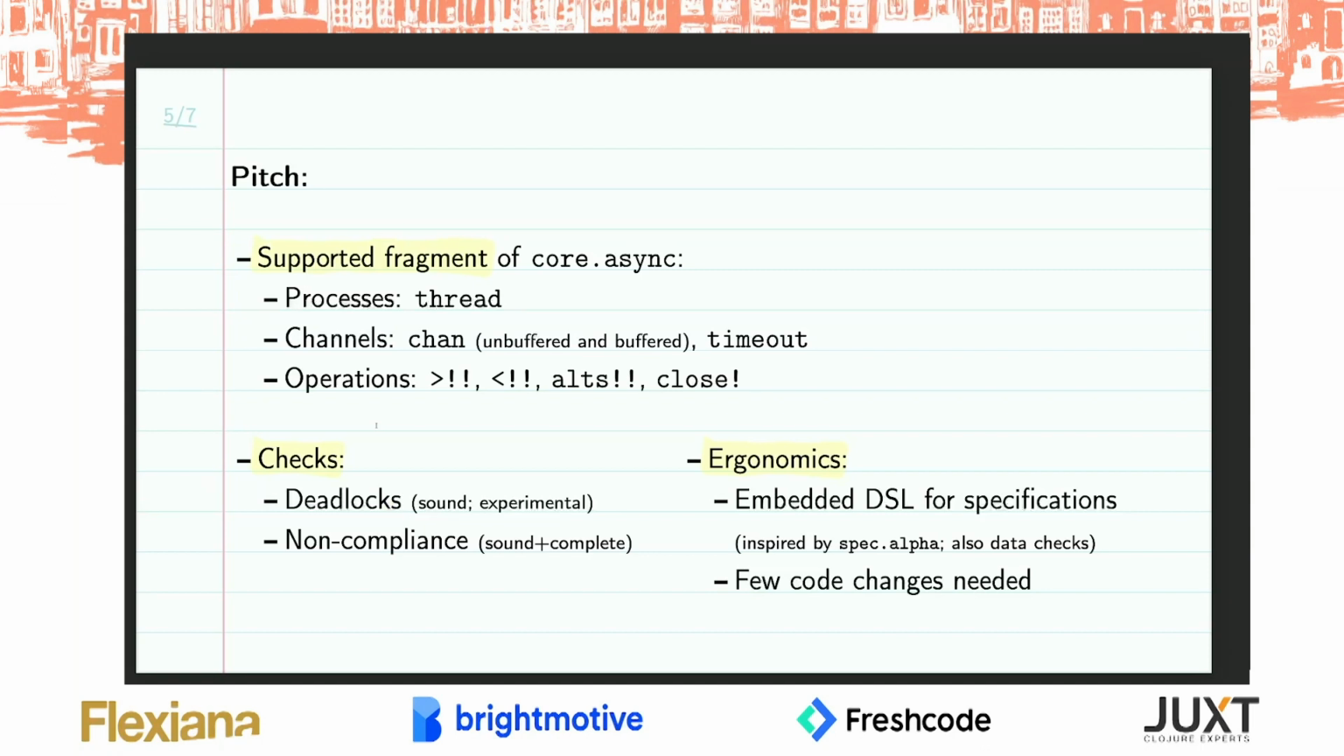And I think that the number of code changes that you need is relatively small, right? You need to add some of this configuration data to the channel construction, but other than that, your program remains exactly the same.